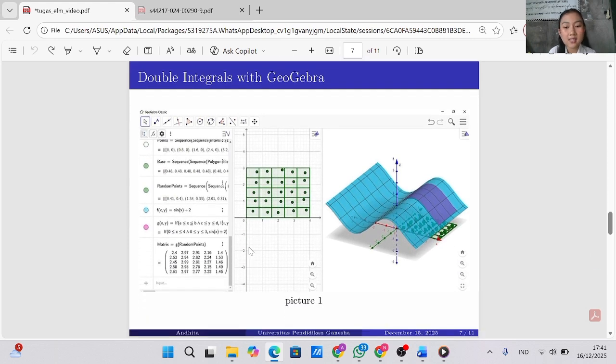Okay, now let's see how GeoGebra helps us visualize this double integral. The first, we create the rectangular region based on the given limits, x from 0 to 4 and y from 0 to 3. After that, we insert the function f(x, y) equal to sin x plus 2, which appears as a three-dimensional surface. This is the picture.